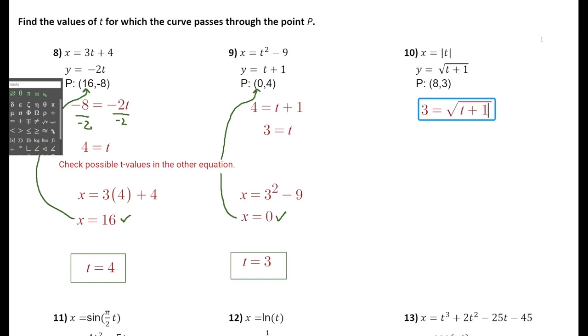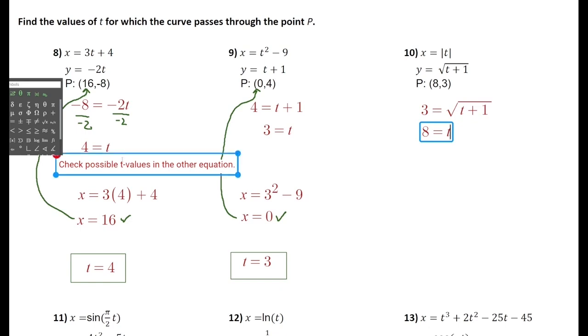So we have 3 equals the square root of t plus 1, and we're solving for t here, so I'm going to start by squaring both sides, and then I'm going to subtract 1 from either side, so I get t equals 8. So this is a potential solution which I'm going to check using the other equation. I guess I should say check possible t values using the other equation.